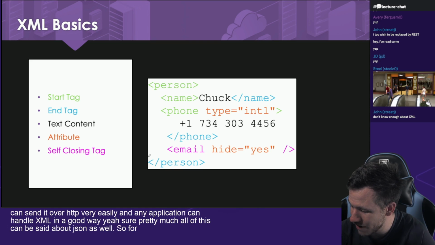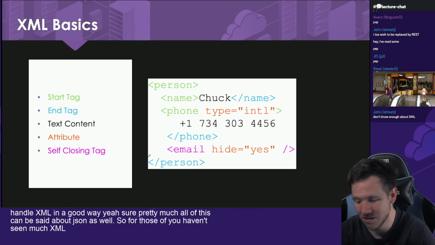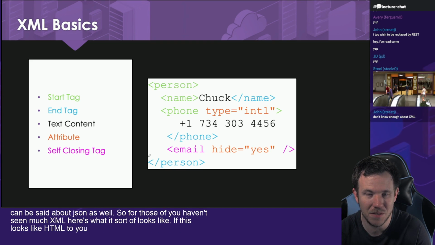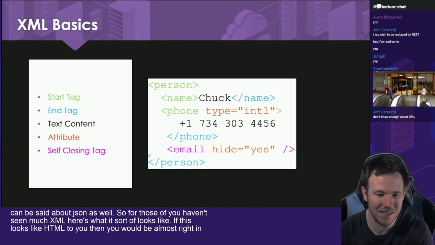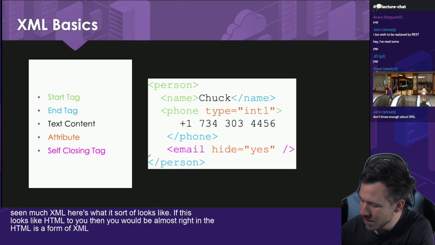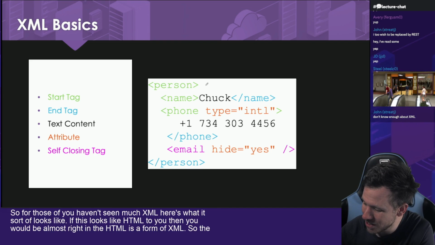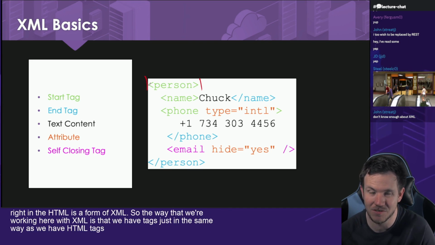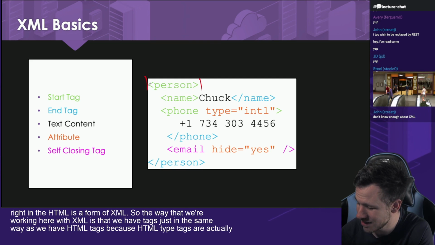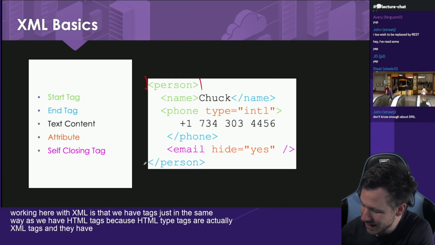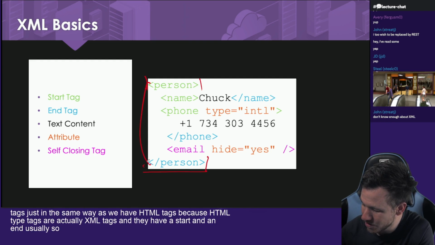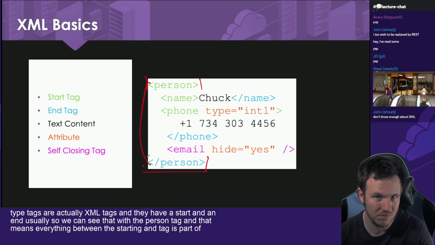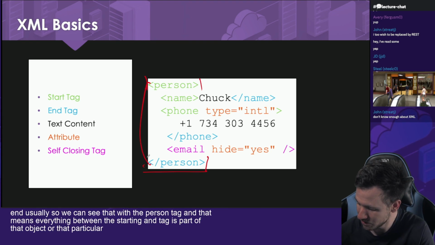So for those of you who haven't seen much XML, here's what it sort of looks like. If this looks like HTML to you, then you would be almost right in that HTML is a form of XML. So the way that we're working here with XML is that we have tags, just in the same way as we have HTML tags, because HTML tags are actually XML tags. And they have a start and an end, usually, right? So we can see that with the person tag, and that means everything between the start and the end tag is part of that object or that particular tag.